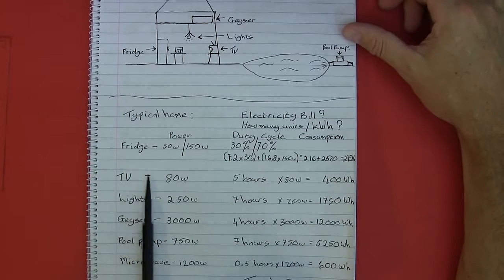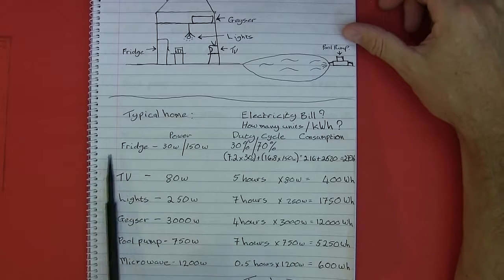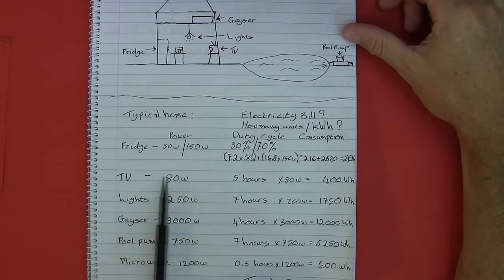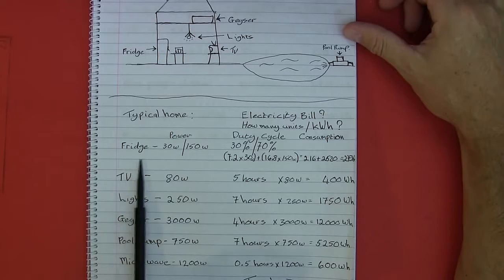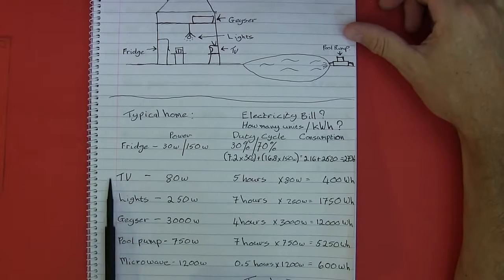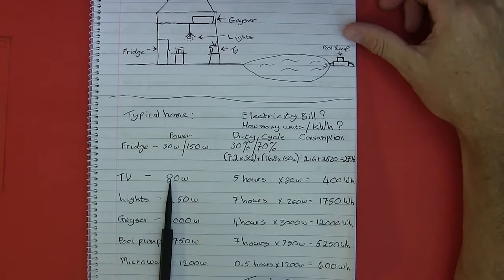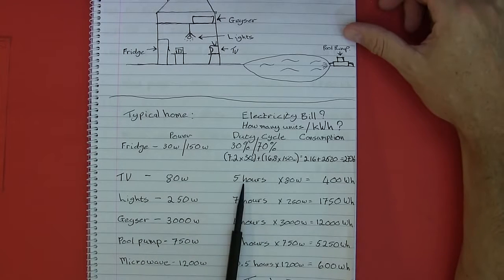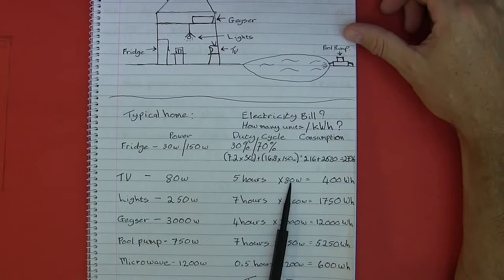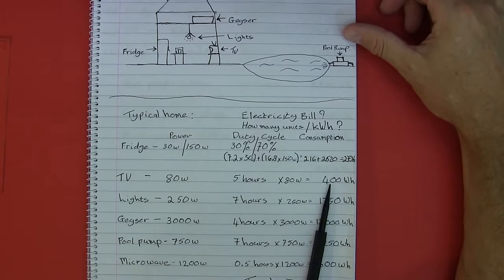If we go to an old style CRT television, now this would be a smaller television. I'm not talking about a 50-inch TV in your lounge, but a small old style CRT TV might consume 80 watts. If the television is on for 5 hours a day, that's 5 hours times 80 watts, which will equate to 400 watt hours.